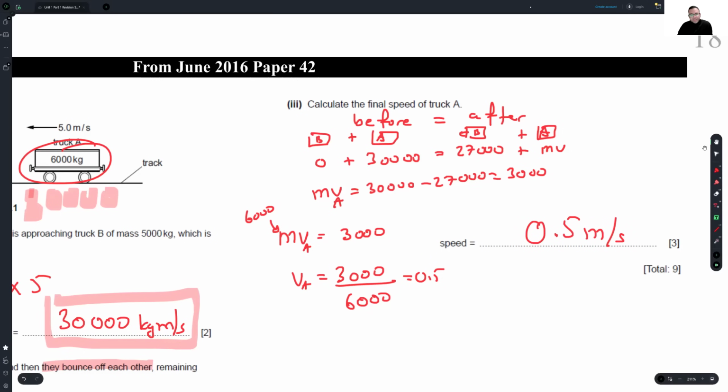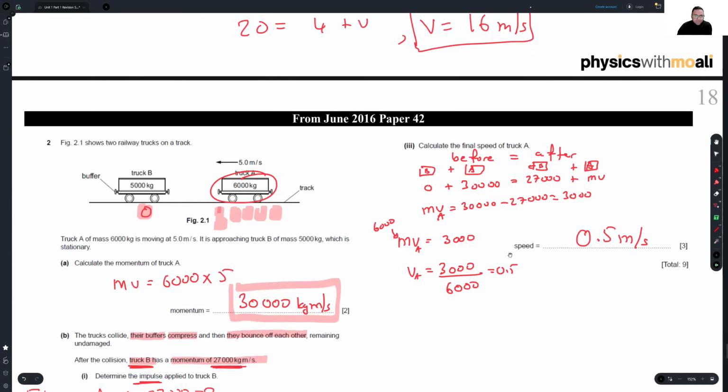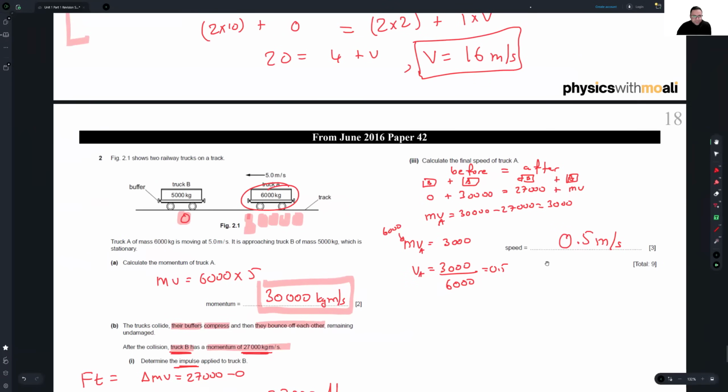Makes sense. A is kind of heavy, right? And after it bounces off, it probably lost a lot of energy. It's moving slowly.